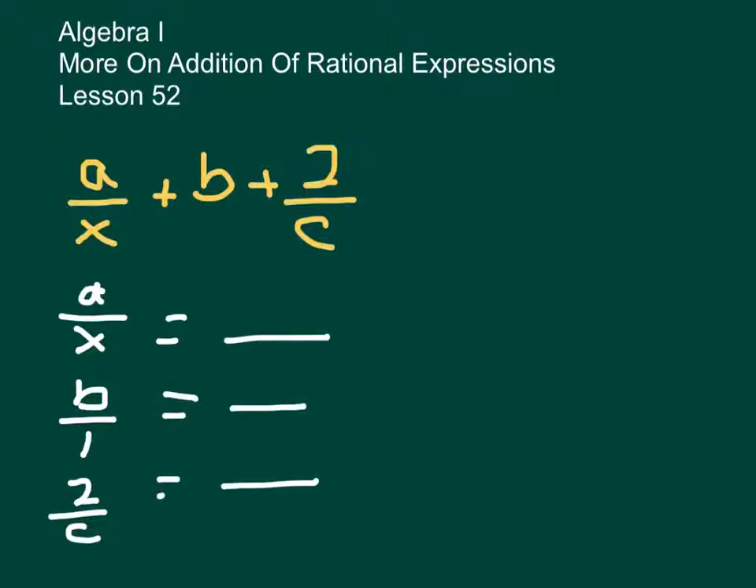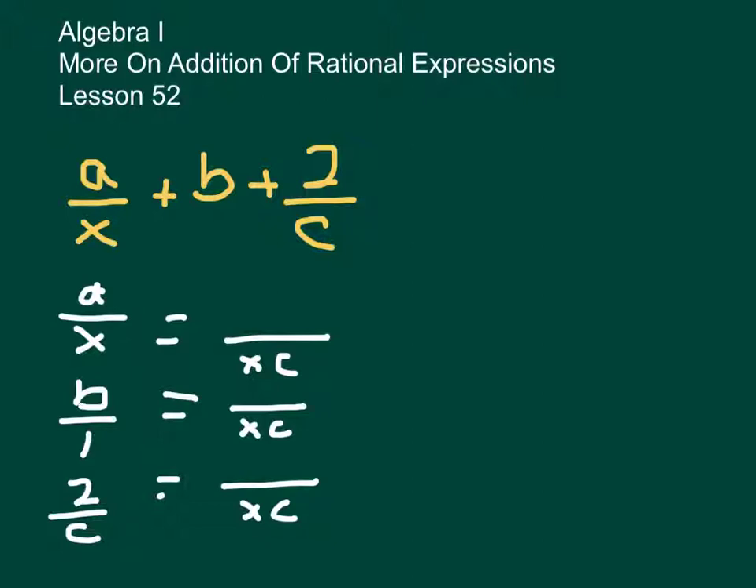And what we need to do is find a common denominator. And remember, another name for common denominator is least common multiple. So what are my denominators? I have an x, I have a 1, and I have a c. Well, what's the least common multiple of those? The answer is simply xc. That would be the least common multiple, because in multiples, the factors don't have to be in all of them, and if they are, you take the larger exponent.